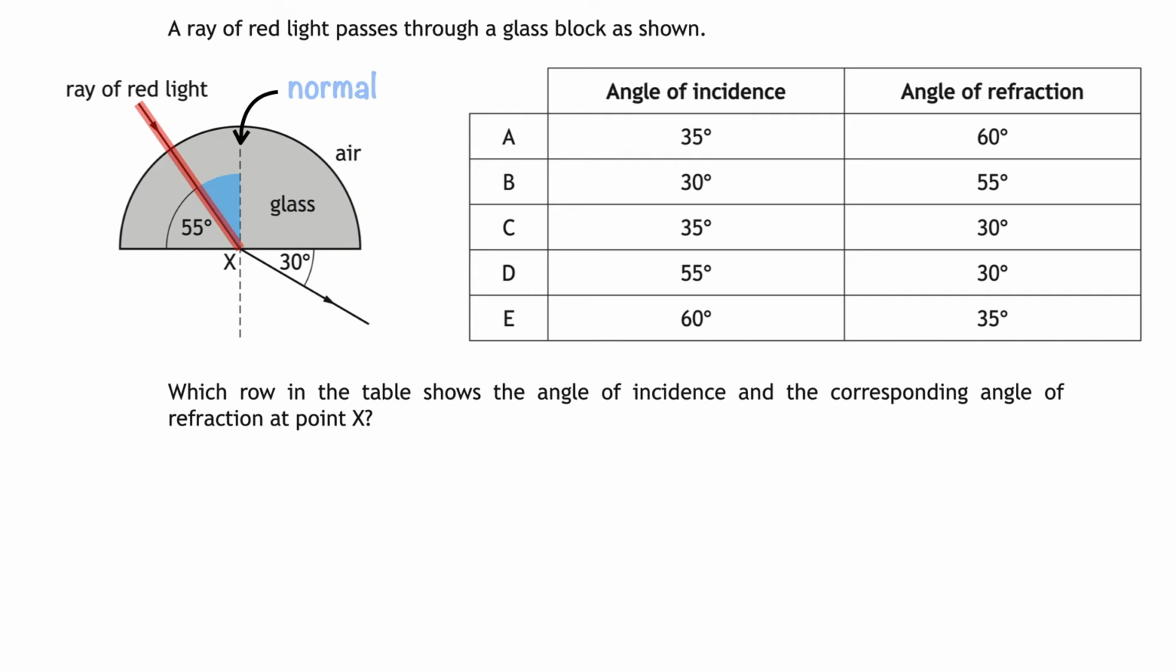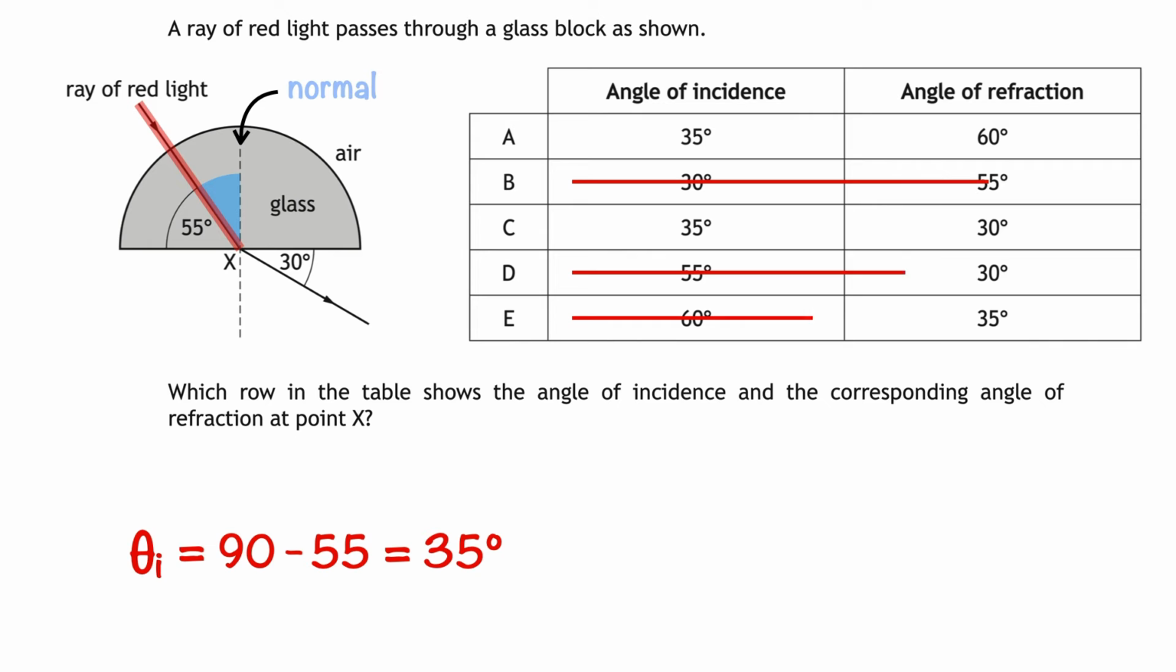Since the angle between the flat surface and the normal is 90 degrees, the angle of incidence must be 90 minus 55, which is 35 degrees. Already we can rule out 3 of the answers, B, D and E. This is the refracted ray.